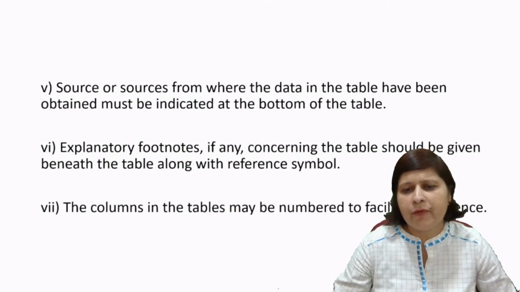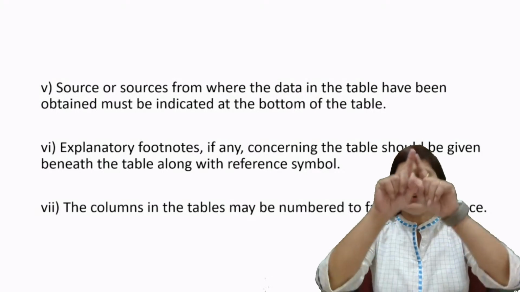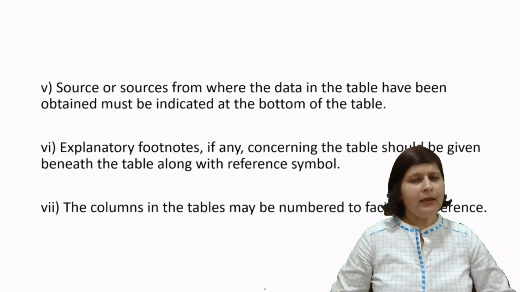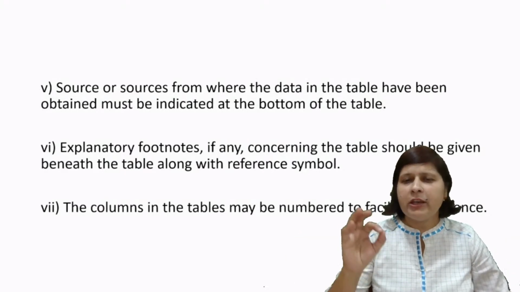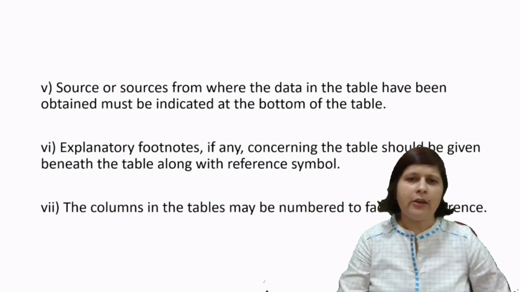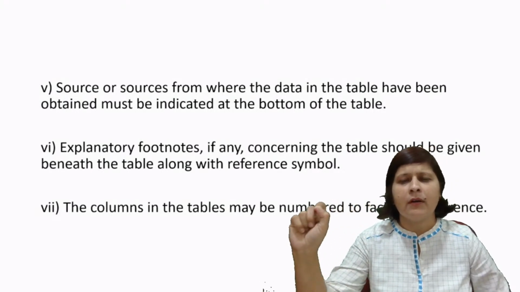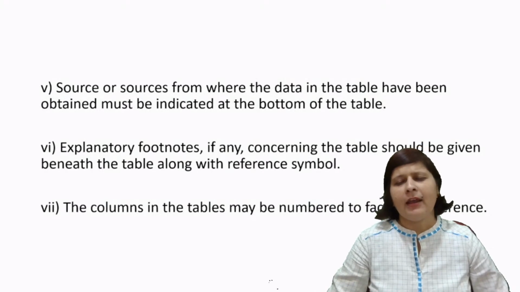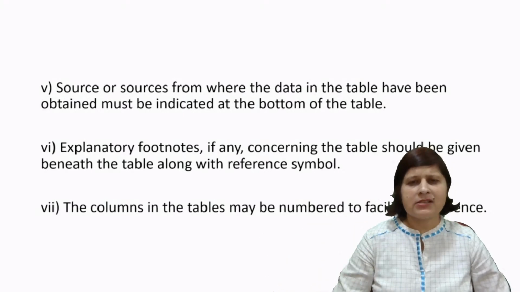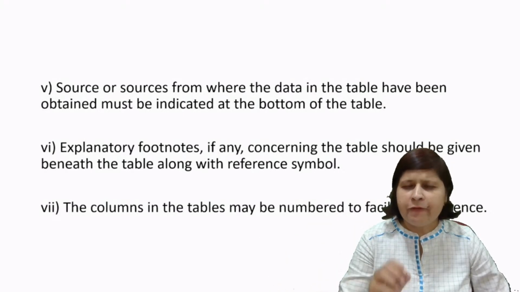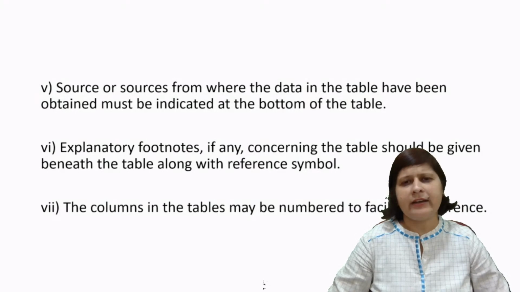The source from where the data in the table have been obtained must be indicated at the bottom of the table. The title of the table should be at the top of the table, and the sources from where you have taken that data must be written at the bottom of the table. Source: if you have created that table, then it should be the researcher. Or if you have taken any data, say from the RBI site, then mention the site. Or if you have taken the data from any journal, then mention the name of the journal.